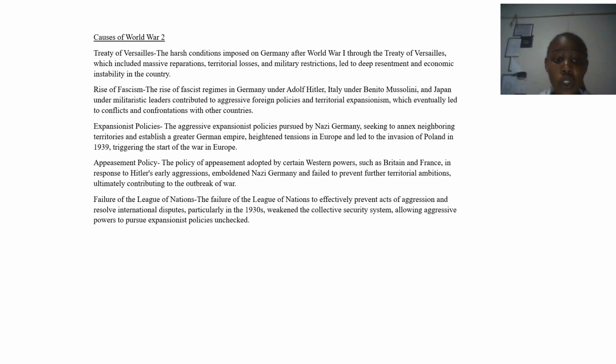Then the expansion policies. The aggressive expansion policies pursued by Nazi Germany, seeking to annex neighboring territories and establish a German Empire, heightened tension in Europe. Then the appeasement policy. This policy of appeasement adopted by Western powers such as Britain and France in Hitler's early aggression, this is Germany, emboldened Nazi Germany and failed to prevent further territorial ambitions.